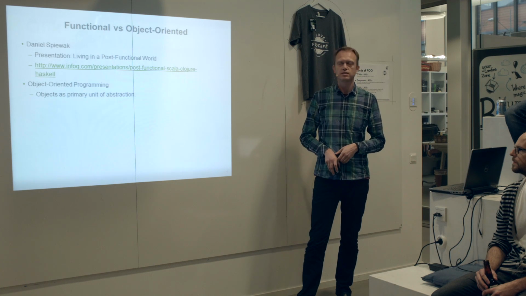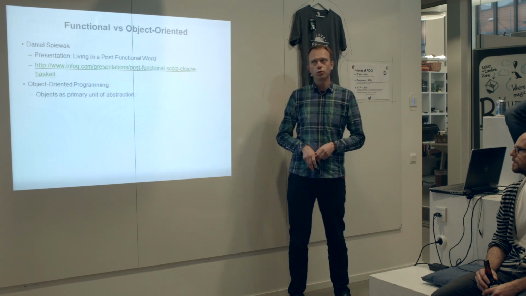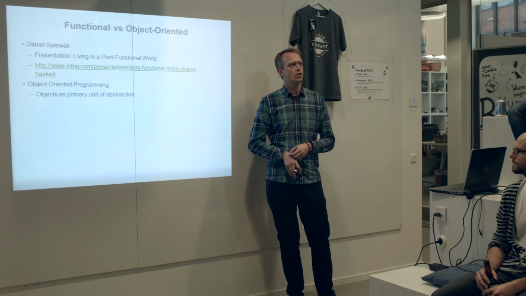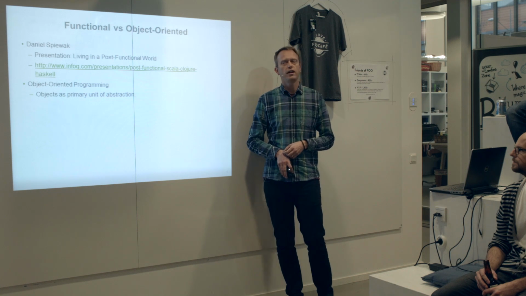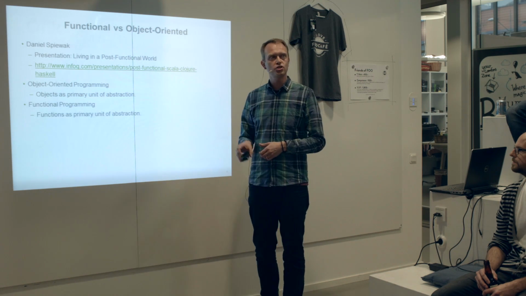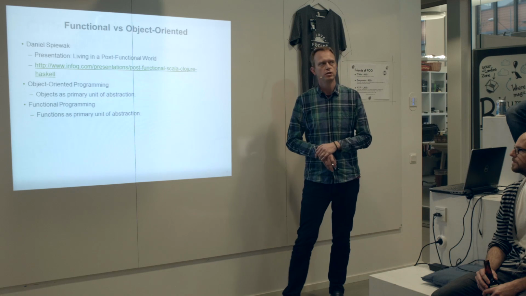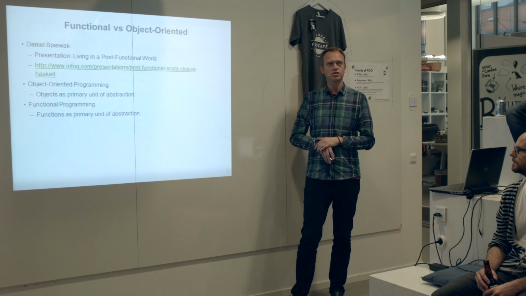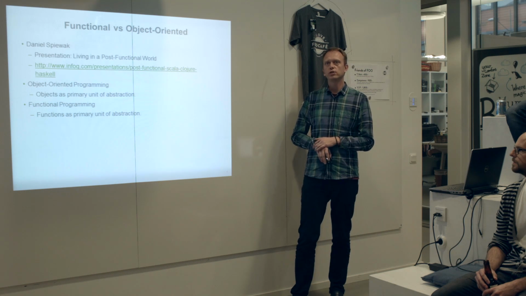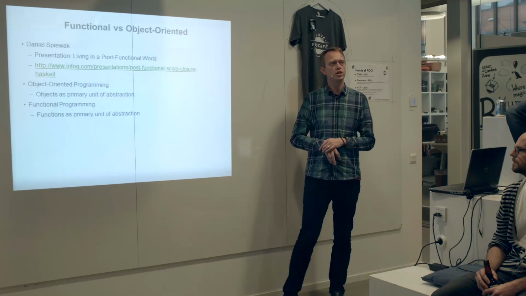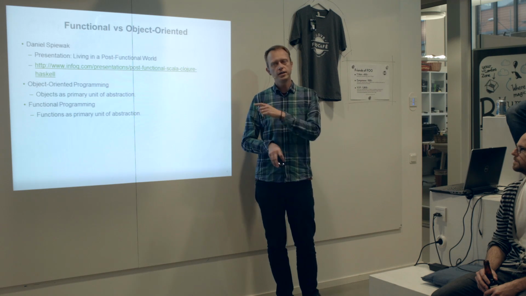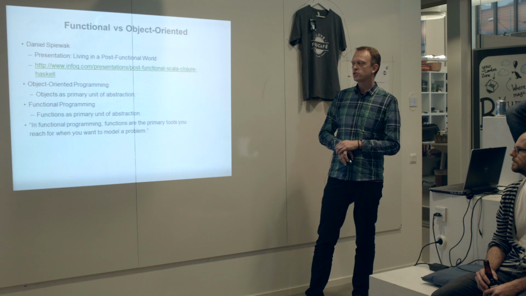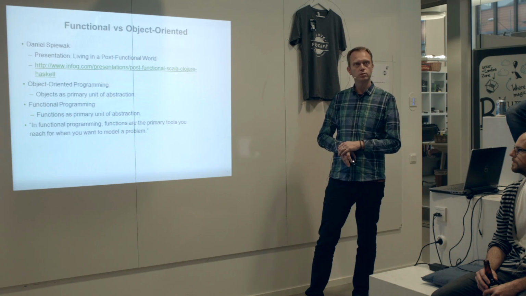And he says like this. In object-oriented programming, objects are the things you use as the primary unit of abstraction. And for functional programming, he would say that functions are the primary unit of abstraction. An interesting thing here, I think, is that this has nothing really to do with languages. It has to do with how you model your problems. What are the tools you reach for when you want to solve some problem? And he continues and says this: in functional programming, functions are the primary tools you reach for when you want to model a problem.